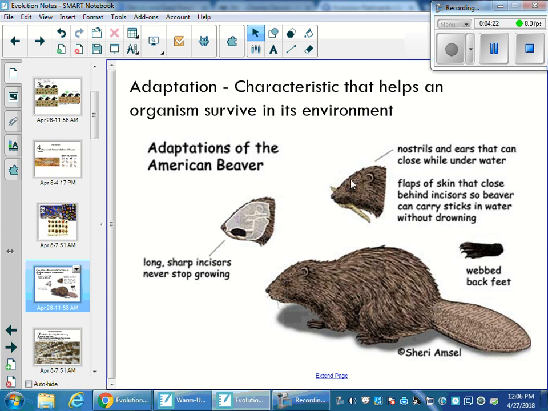They have nostrils and ears that close so that they can go underwater and don't have to worry about water getting in. They have webbed feet that also have claws, which let them move on land and also help them to swim in water by having that webbing. So adaptation is just something that helps it survive. For a beaver, it could be the type of teeth it has, having webbed feet, or the special things about its nostrils and ears. Other organisms have different adaptations, and we'll discuss more examples of that in class as well.